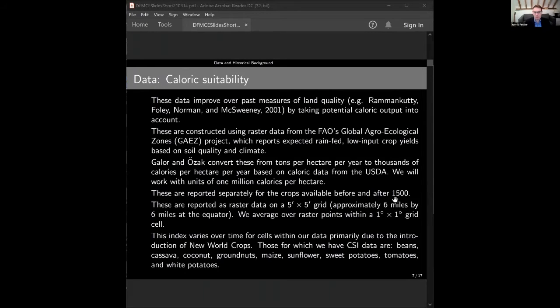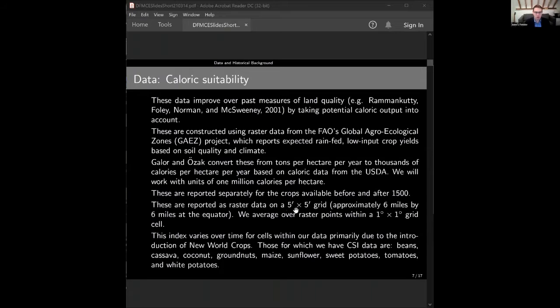They report two values, one before 1500, using only the crops that were available in one part of the world, and then another value after 1500, using the full suite of crops. On the basis of that, they can tell you what the potential output is using the optimal crop, the calorie-maximizing crop, in any given grid cell.